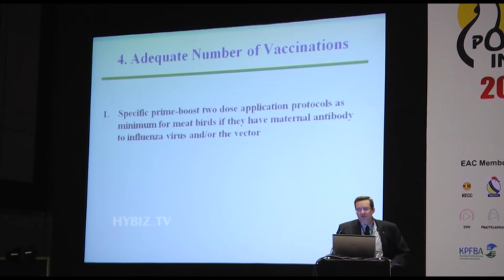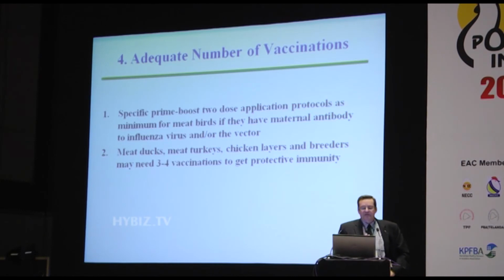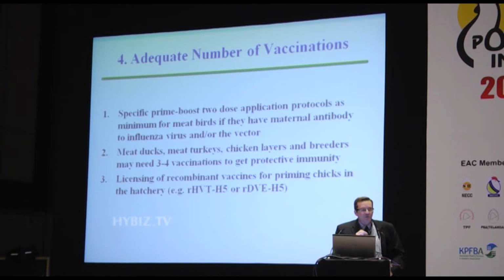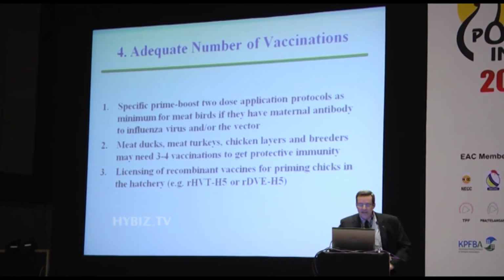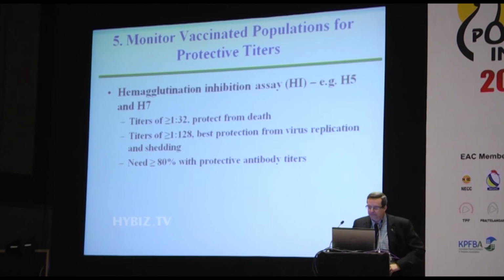We have to have adequate numbers of vaccinations. For example, in most countries you need a minimum of 2 doses for any poultry that are going to be vaccinated. And if you have meat ducks, meat turkeys, chicken layers or breeders, you're going to have multiple vaccinations in order to keep the immunity high enough for protection. Also, we've seen that in many countries live recombinant vaccines are a very good strategy, at least in day-old chicks in the hatchery, to prime chicks before they go into the field and then follow that up with a killed vaccination at 10 to 14 days.